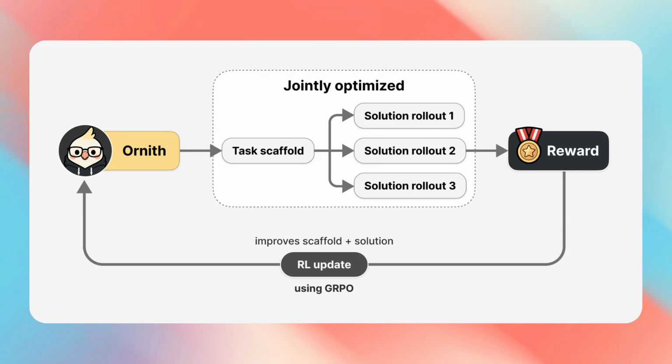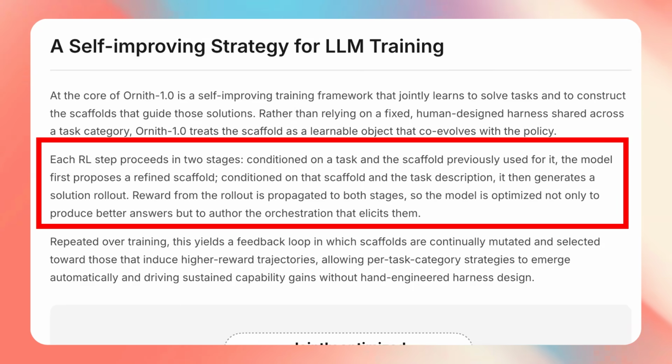And this really comes down to this 2-stage RL process that they've got here. So they basically propose a task and then they condition on that task and a scaffold previously used for it. And then the model will first propose a new, refined version of that scaffold or that harness. And then conditioning on that new harness, it will then propose the rollout, which is going to get us to the result that we want.